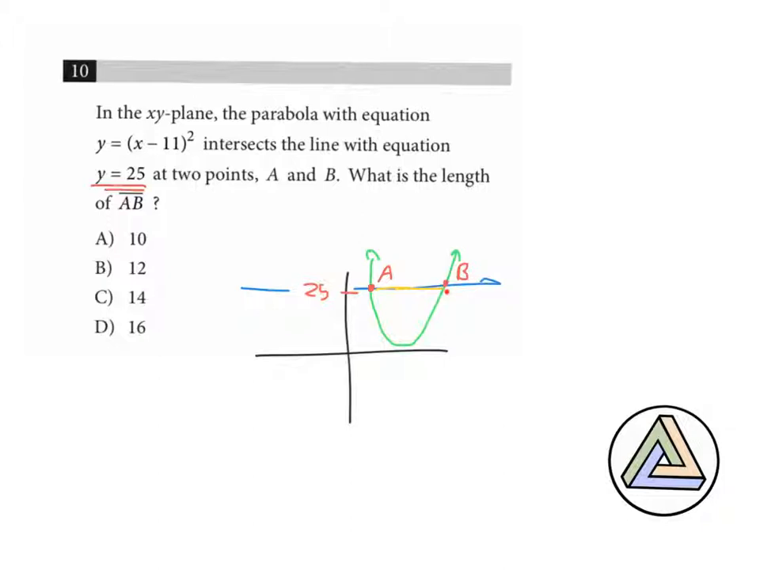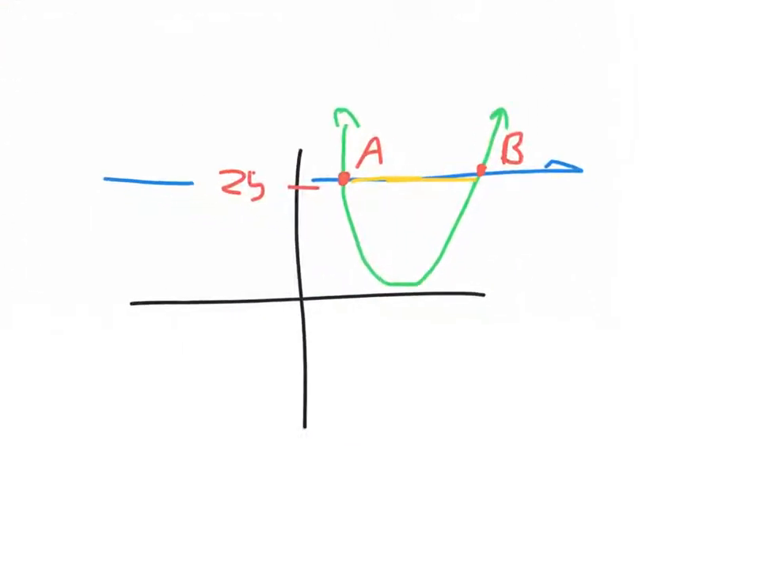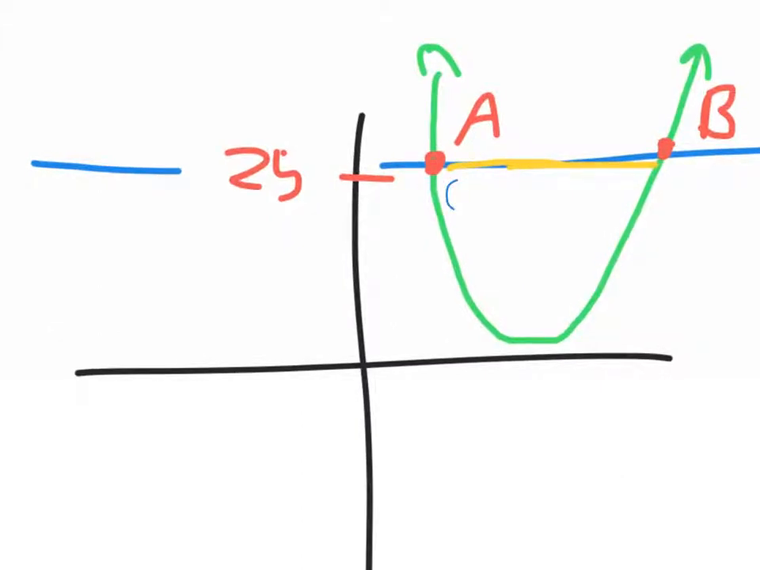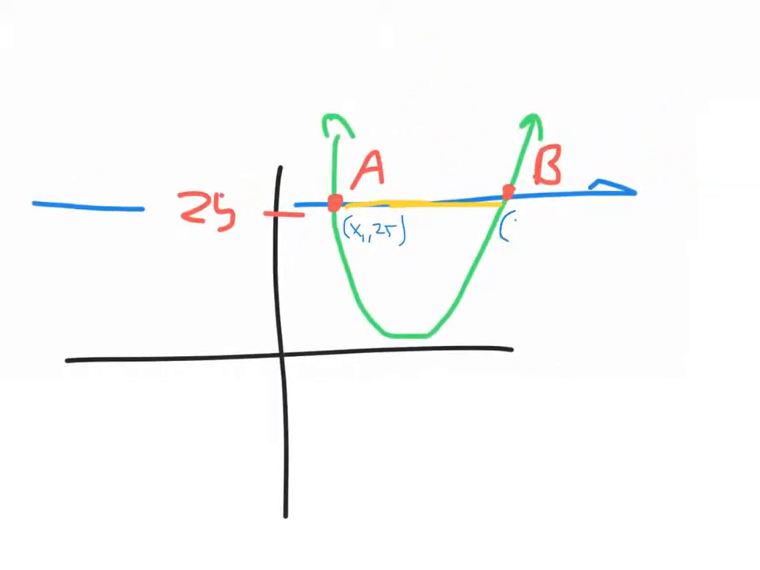Well, we know the y coordinate for sure of B and A, right? The y coordinate is 25. In case that's not clear, I'll zoom in. I'll call the first point right here x1, comma 25. And this point right here, I'll call that x2, comma 25, right? Because the y-coordinate is definitely 25. Why? Because this horizontal line cuts through the y-axis at 25. So we have a y-coordinate of 25 here, and a y-coordinate of 25 there.